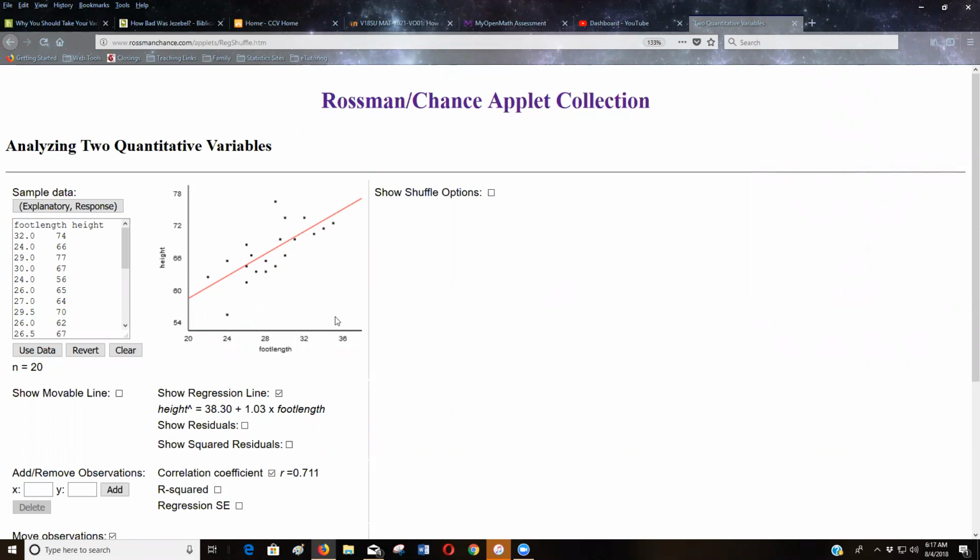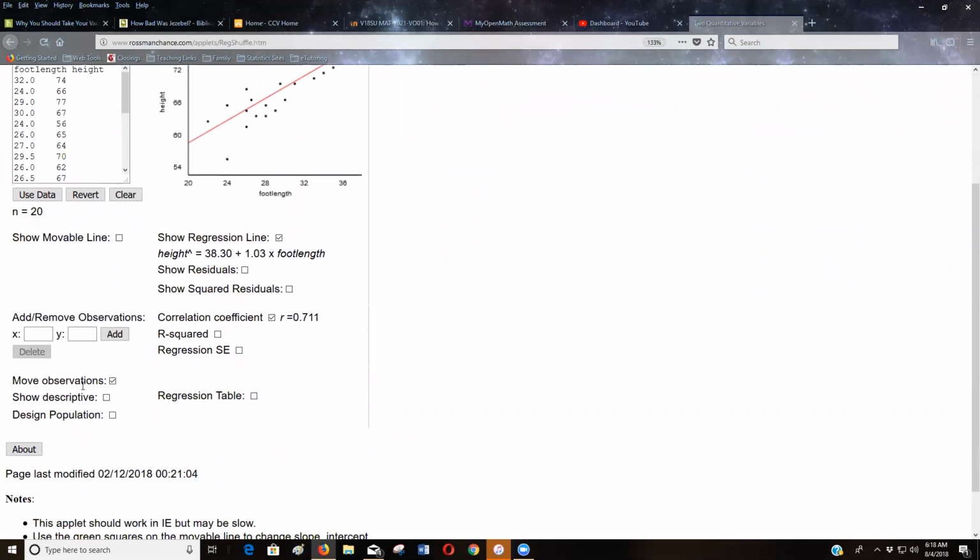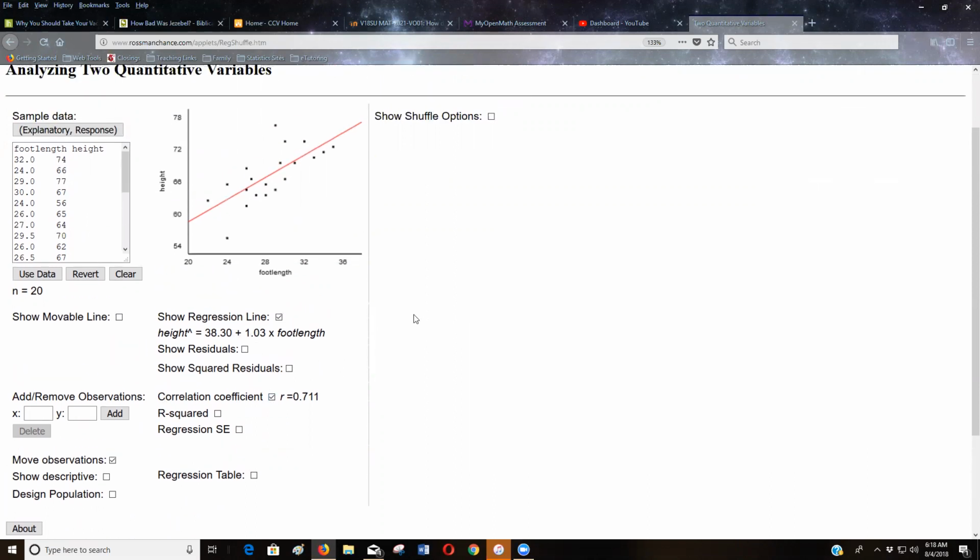So I'm at the Rossman Chance applet. This is their regression applet, and a couple of things I did. I'm just using the data they provided. Just so that you know that you can do this, I checked "move observations." That's going to let me grab a point and drag it, and I had it show me the regression equation. And here's the regression equation. And then I had it show me the correlation coefficient R.